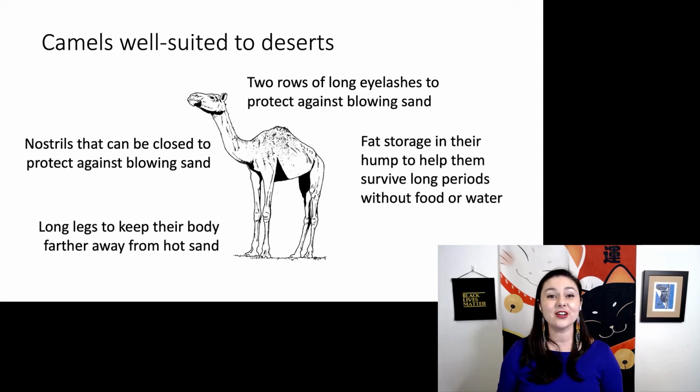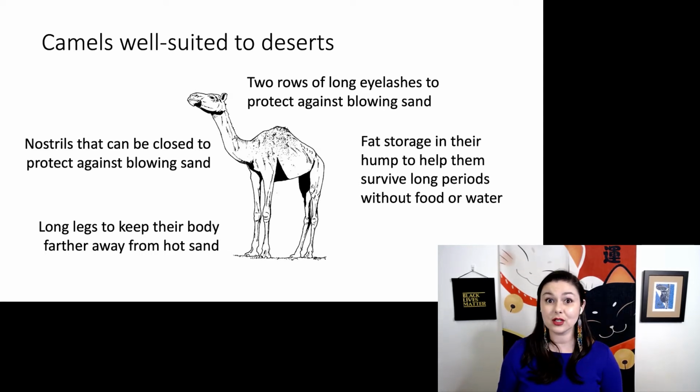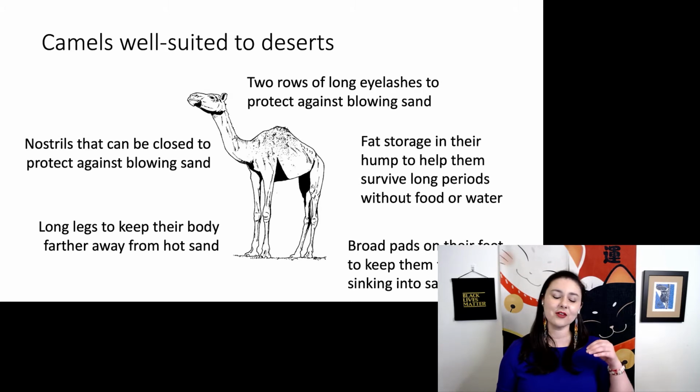They also have very long legs to keep their body away from that hot sand. It's really important to be able to dissipate as much heat as possible when you live in a hot environment. They also have really broad pads on their feet so they can avoid sinking into that sand. You might understand this problem if you've ever tried to run on the beach.